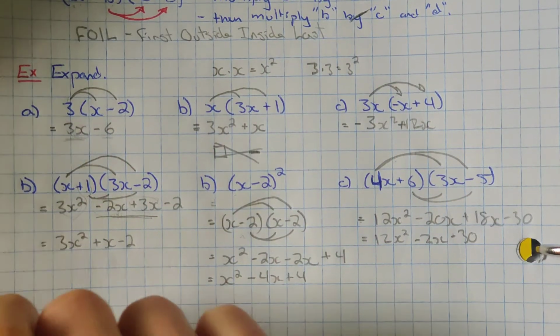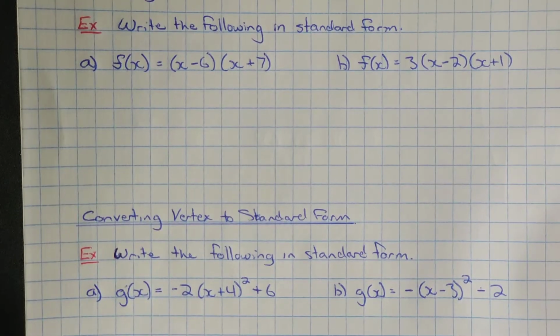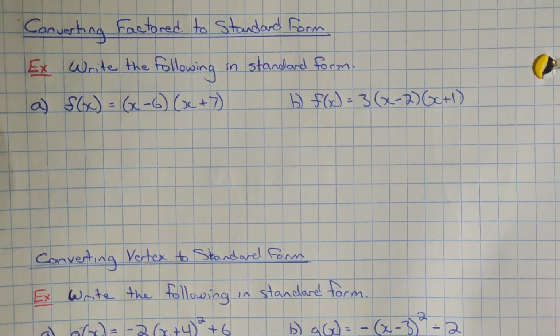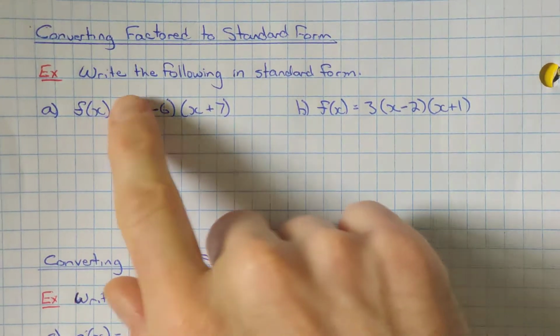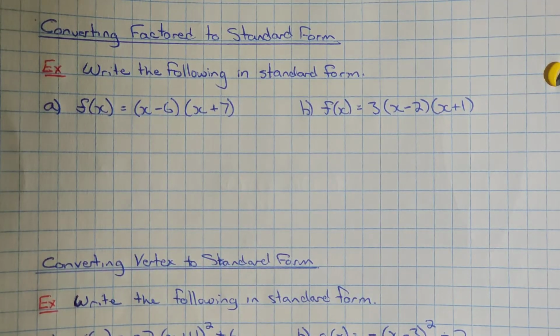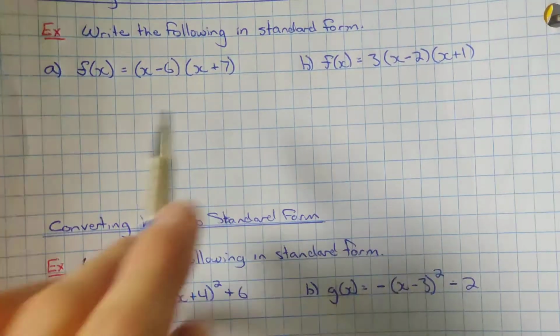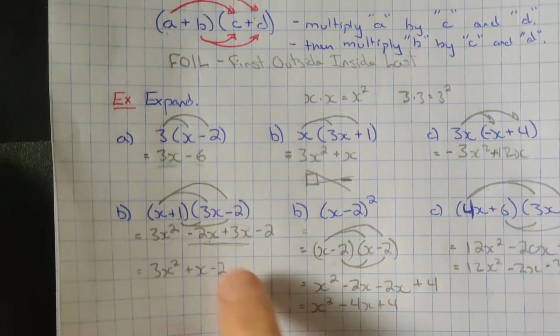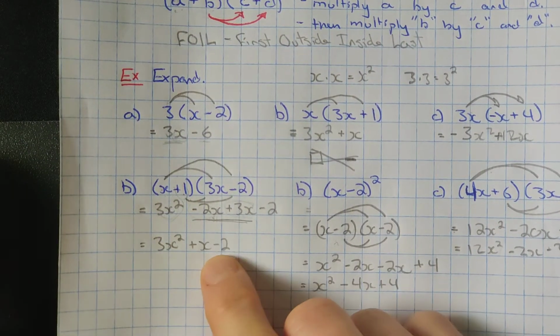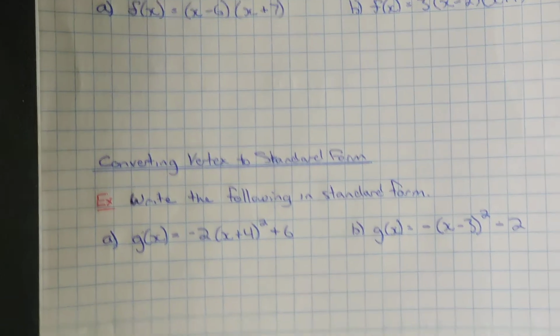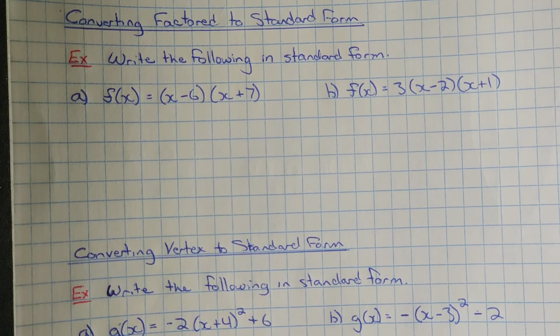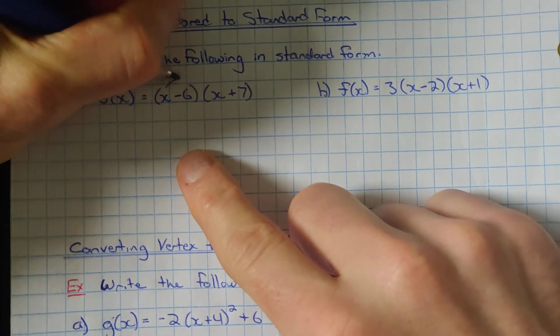It makes it easy. Okay, so if we're asked then to convert factored form to standard form, we want to write the following in standard form. Okay, what do I do? Well, remember, when I had these pairs and multiplied them out, I got a quadratic in standard form. So that's all we need to do. If we're asked to write them in standard form, we just multiply these out.